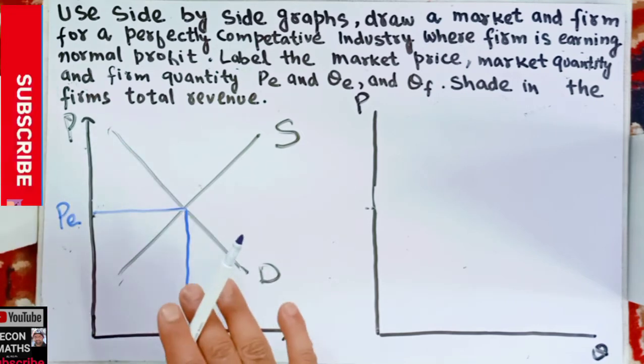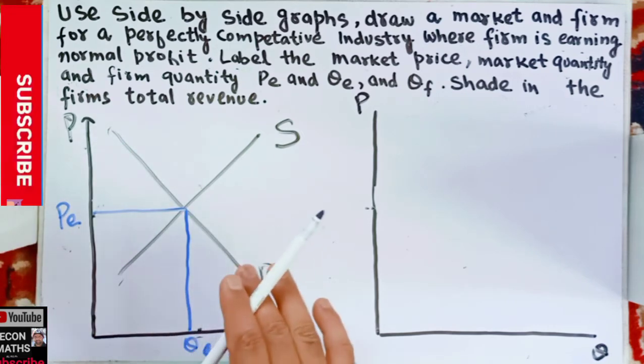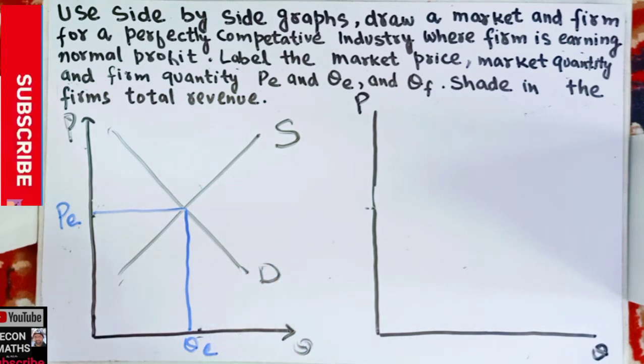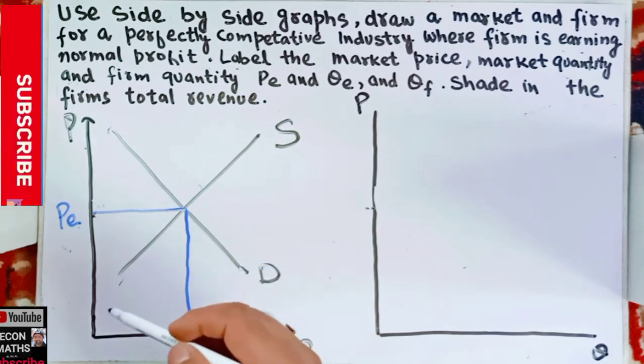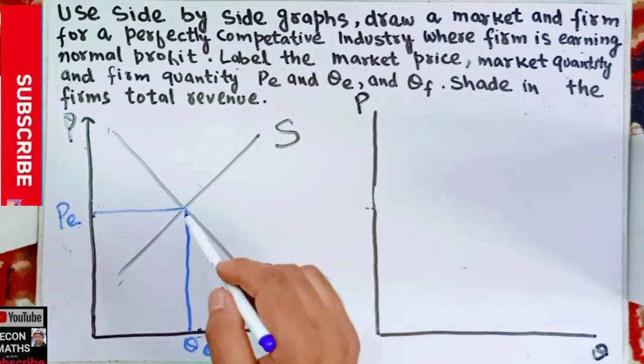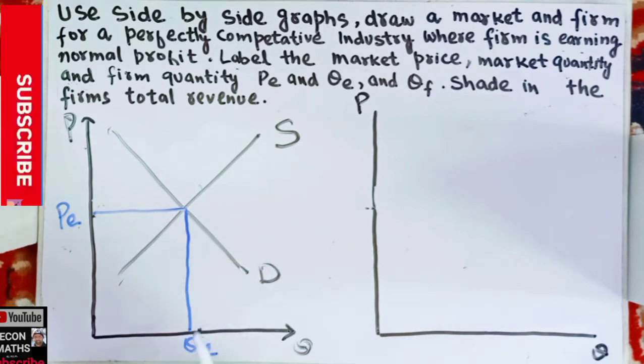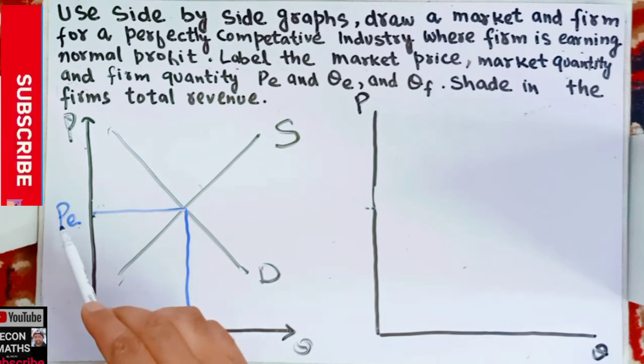So this was the first step. The first step was to graph the market, and it is done by taking the demand curve and supply curve, taking the point where they intersect, and labeling the equilibrium quantity and equilibrium price.